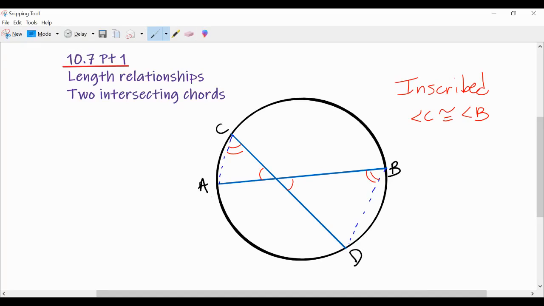Now, for the same reason, I can conclude that angle A is congruent to angle D because both of them are inscribed angles and they are both intercepting arc CB. So angle A is congruent to angle D.